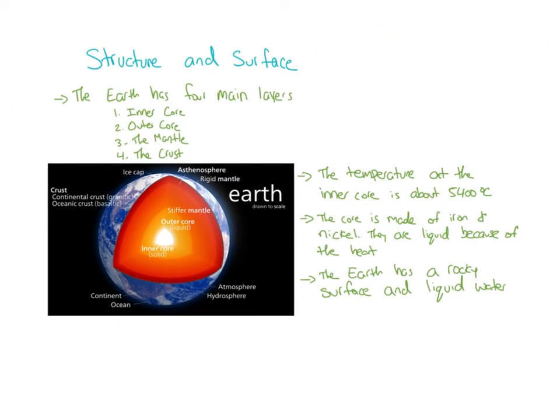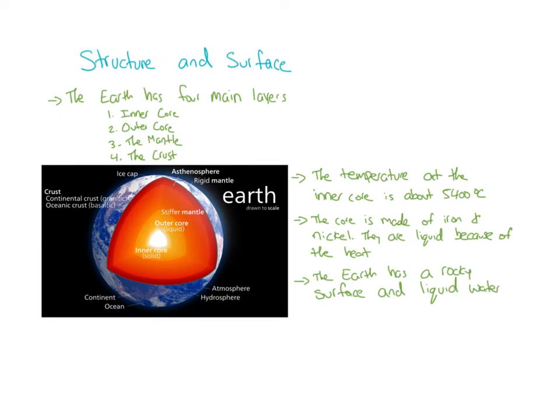Structure and surface. The Earth has 4 main layers: the inner core, the outer core, the mantle, the crust. The temperature at the inner core is about 5,400 degrees Celsius. The core is made up of iron and nickel. They are liquid because of the heat. The Earth has a rocky surface and liquid water.